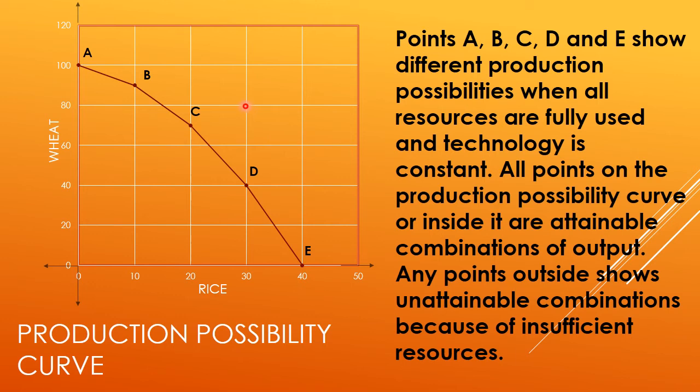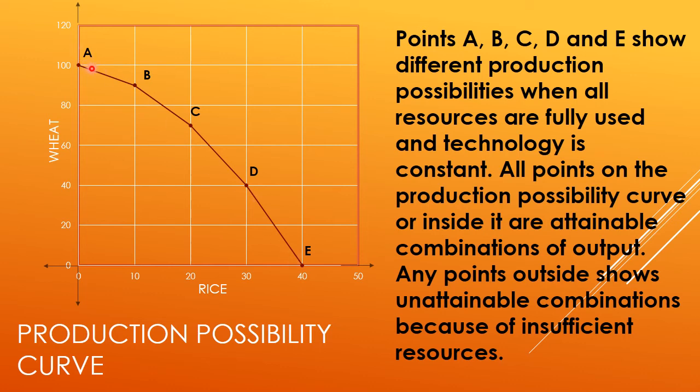So if I take this point for example, wherein we have 80 lakh tons of wheat and 30 lakh tons of rice, it is totally unattainable because we don't have enough resources to give us this combination, that is 80 lakh tons of wheat and 30 lakh tons of rice. However, we have enough resources to be able to give us all these 5 combinations or possibilities.